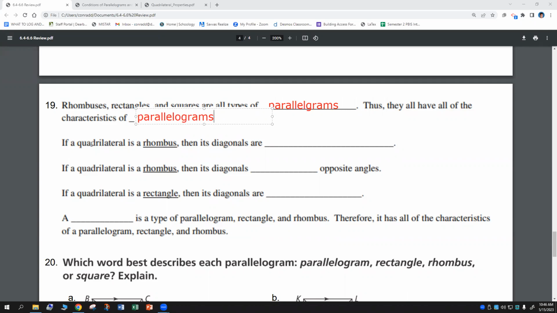Okay. If a quadrilateral is a rhombus, then the diagonals should be perpendicular. Right? If a quadrilateral is a rhombus, then the diagonals bisect opposite angles. If it's a rectangle, then the diagonals are going to be congruent. Congruent. Okay, and then a square is both a rectangle and a rhombus and a parallelogram. Therefore, it has all the characteristics of all those.